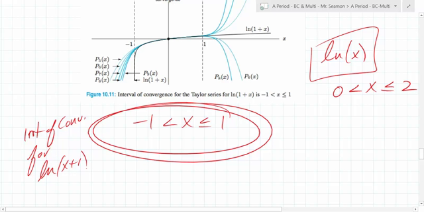So that's one thing you know: the interval of convergence for ln x is 0 to 2, containing 2 but not 0. If we're changing that function, we're just moving it 1 to the left. Therefore, what happens to the interval of convergence? It just moves 1 to the left.